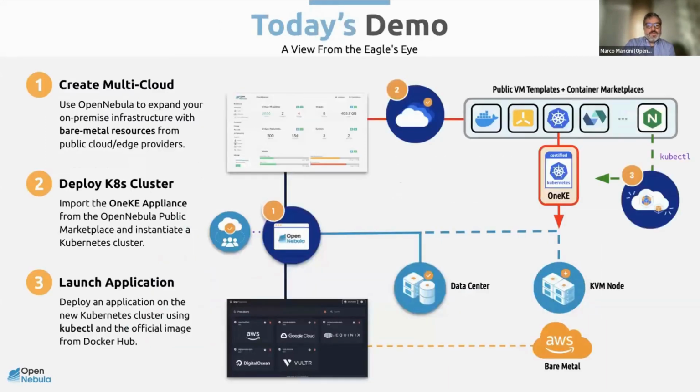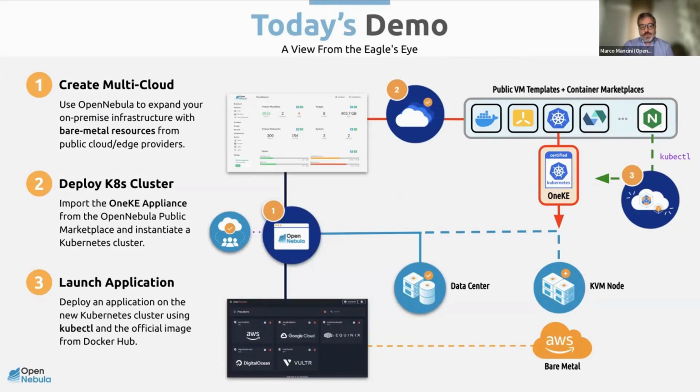Okay, so let me go to the demo. I prepared a demo in order to show you how you can deploy a Kubernetes cluster by using OpenNebula, but also how you can expand your cloud environment, which maybe uses only on-premise infrastructure, with resources that can come from public cloud providers like AWS or Equinix. So you can use the OneProvision tool to import edge clusters defined, for example, on public cloud.